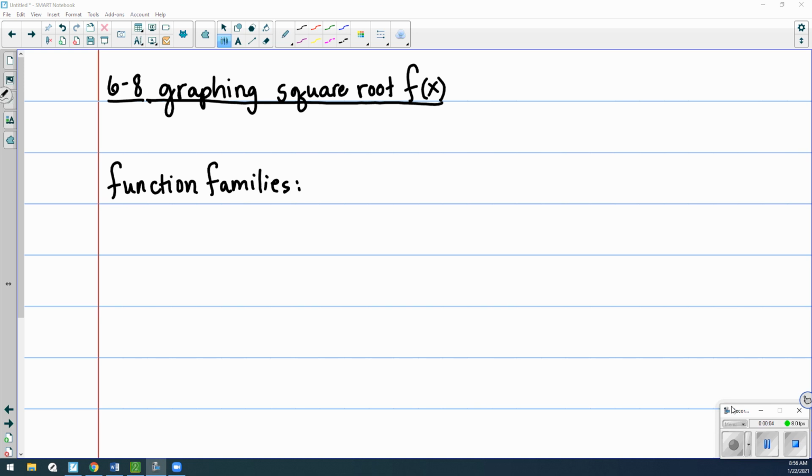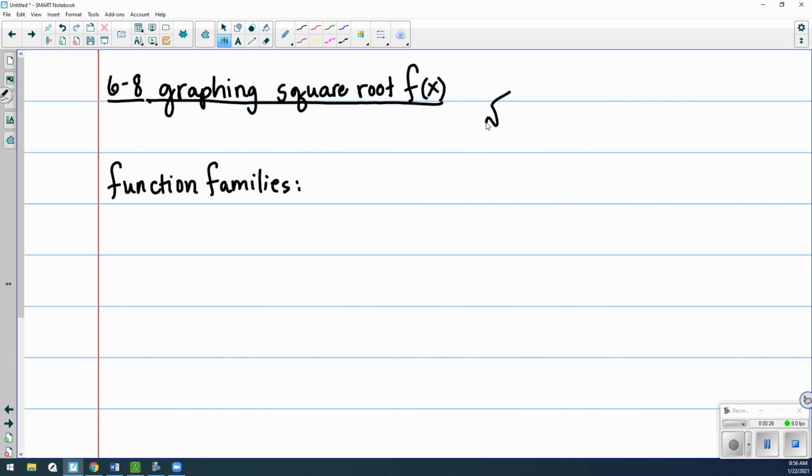All right, so to wrap up our discussion of radical functions, radical equations, radical expressions, and all things involving the radical and various roots, we're going to talk about how to graph the square root function. Now, this is something we're going to get into a lot more in depth in pre-calc.